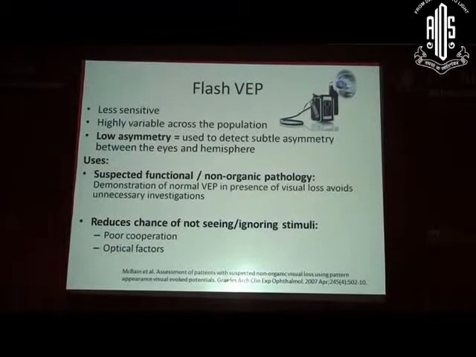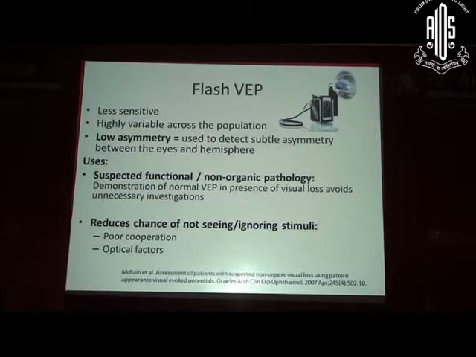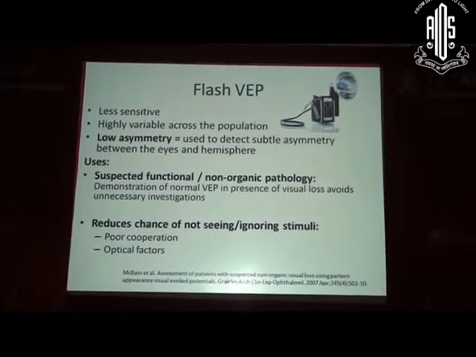First, the flash is less sensitive. Essentially it's just checking the integrity of the visual pathway, and because of the high variability across the population, it doesn't tell us so much, but it has very low asymmetry. So if you're suspecting that there may be involvement of one eye as compared to the other, then that can be picked up. Even a moderate amount of asymmetry is a sign of pathology, and it can be used in suspected functional or non-organic pathology.